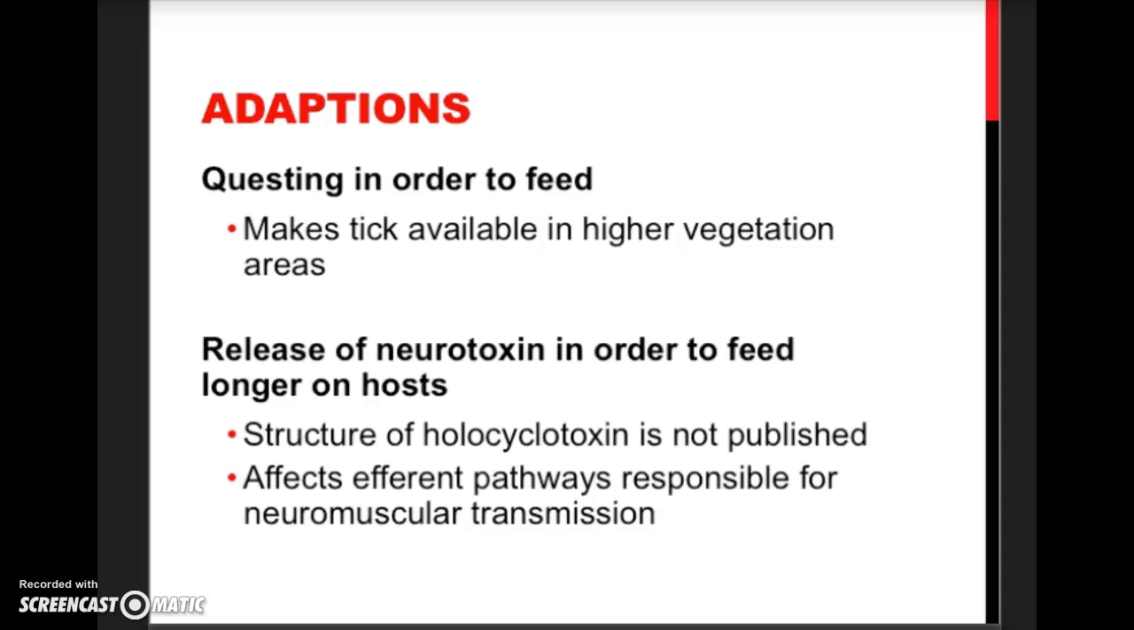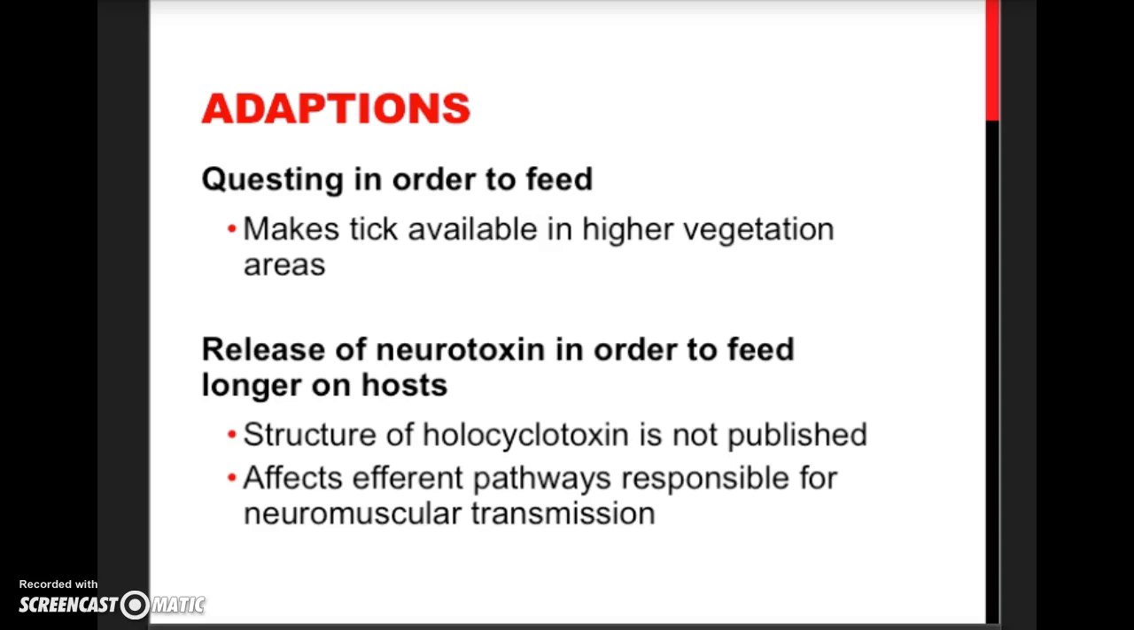Adaptations, one of the big ones, which is found in all tick species, we've talked about in class before, is questing in order to feed. They basically climb their way up into higher vegetation areas, making themselves available to be brushed by animals or humans or any type of host that they see fit. As that human or any other host walks by and brushes onto the vegetation, the tick will be brushed onto the host and then can start its engorging process.